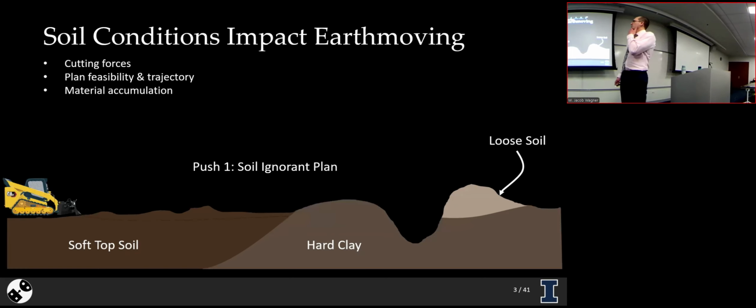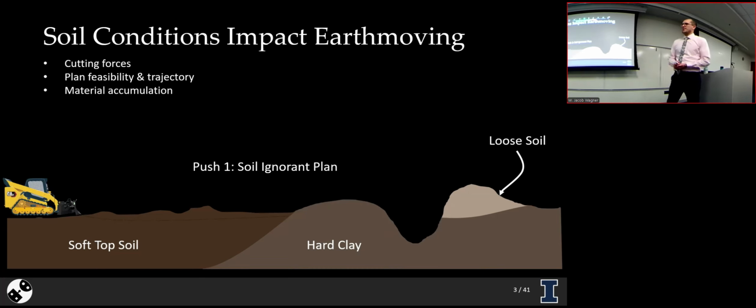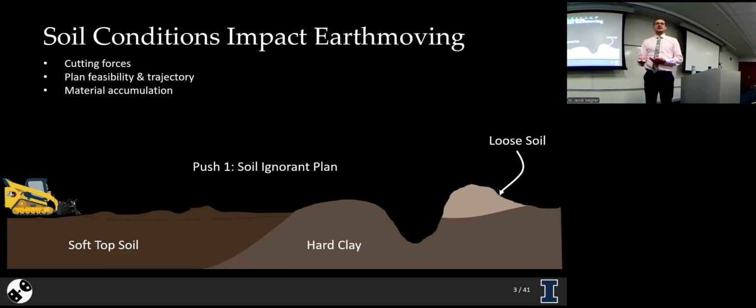What I want to do here is make an observation that soil conditions really affect this earth moving process, and this is for a number of reasons. When your blade is engaging the ground, the soil conditions themselves change the force that is required to shear that soil. So the system has to exert more torque on the tracks to cut the soil.